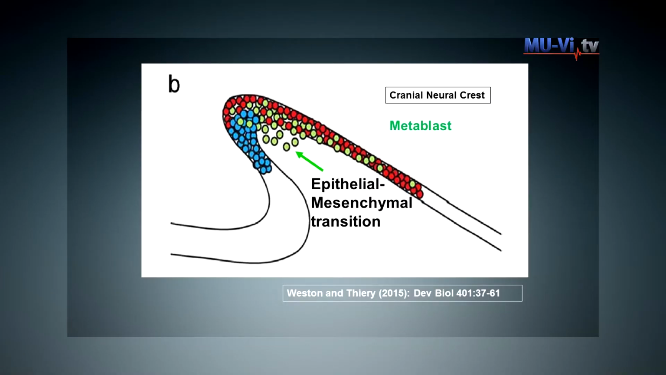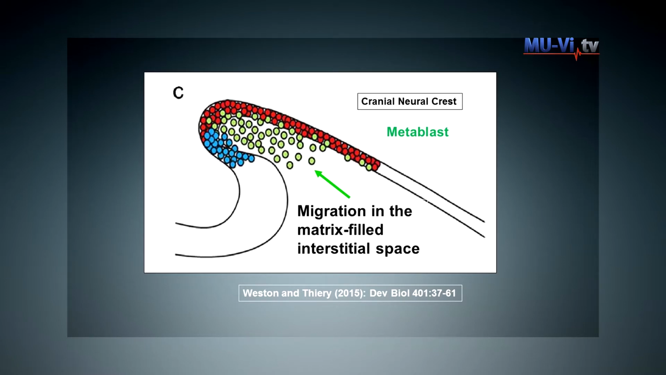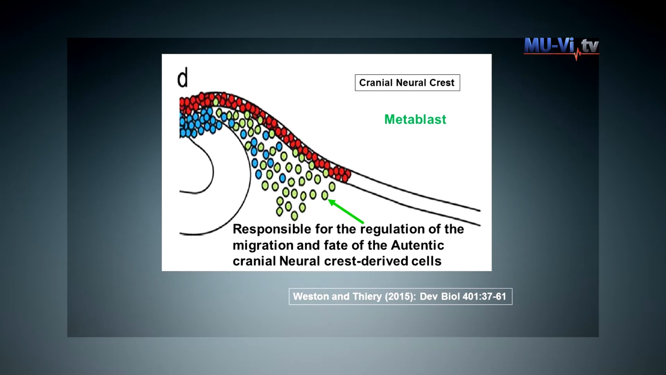In the neighboring part of the neural fold arises the metablast or mesoectodermal domain. Exactly, these cells perform epithelial to mesenchymal transition. And these cells are distributed in the interstitial space here in the region of the neural fold. And these cells are then responsible for regulation of the migration and the behavior of the true neural crest cells.